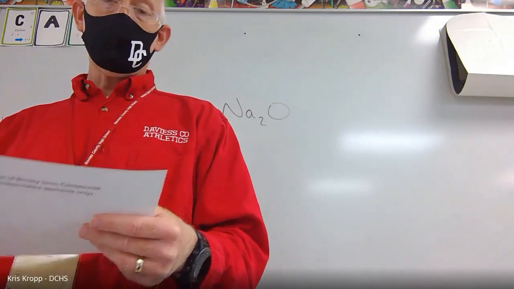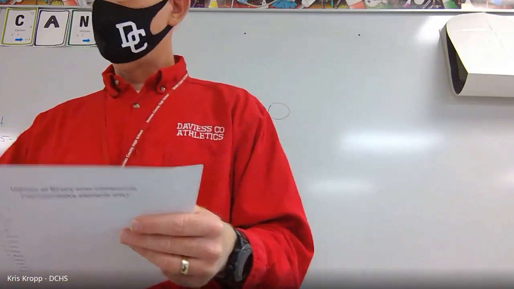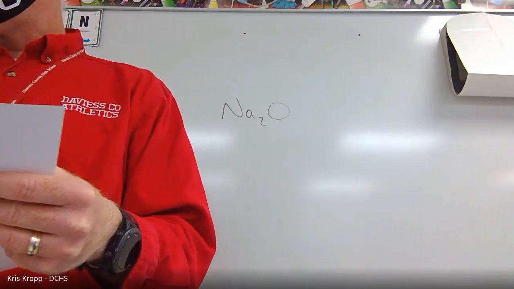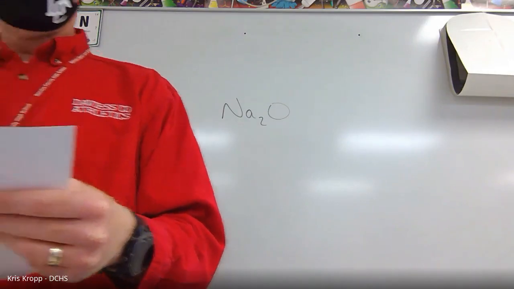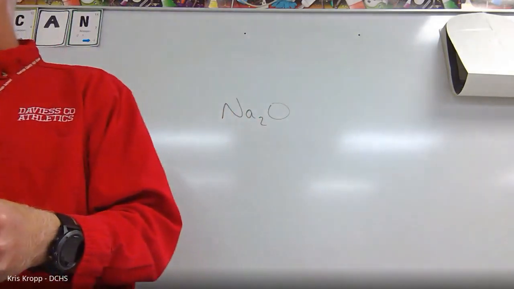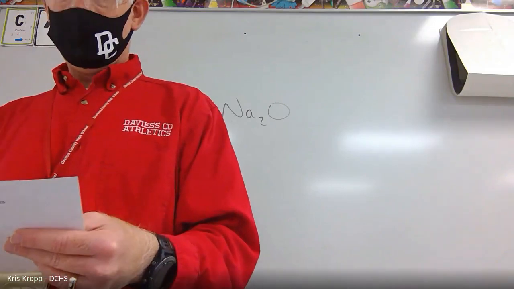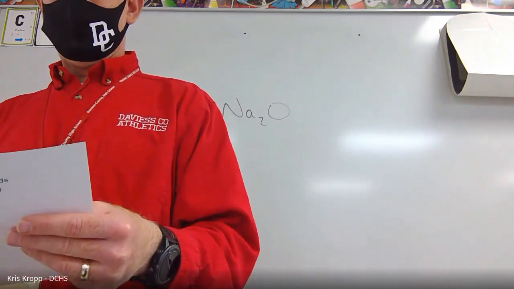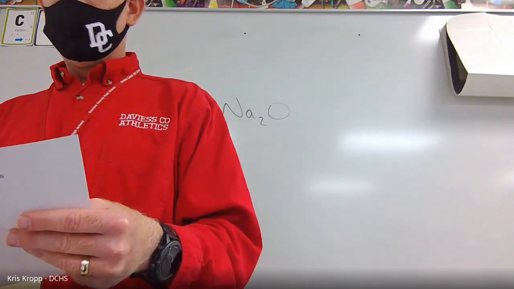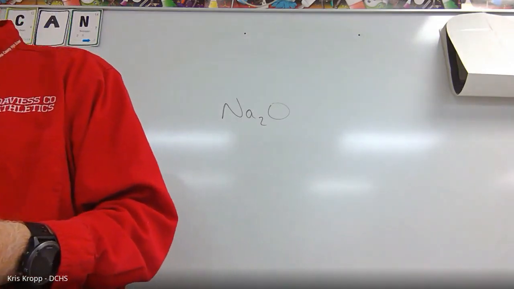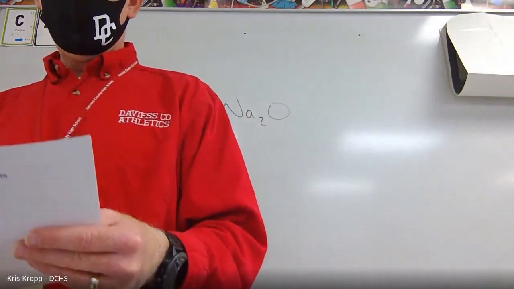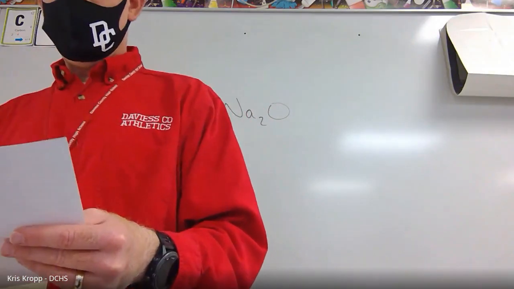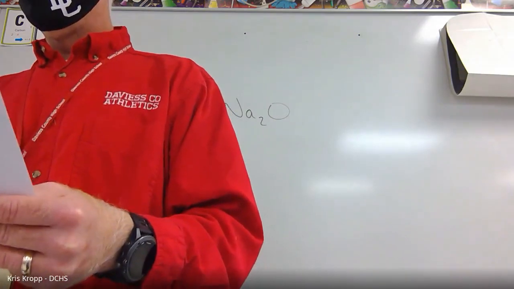Aluminum chloride should look like AlCl3. Magnesium nitride is Mg3N2. Gallium sulfide is Ga2S3. Lithium fluoride would just be LiF. Calcium selenide is CaSe. Rubidium phosphide would be Rb3P.